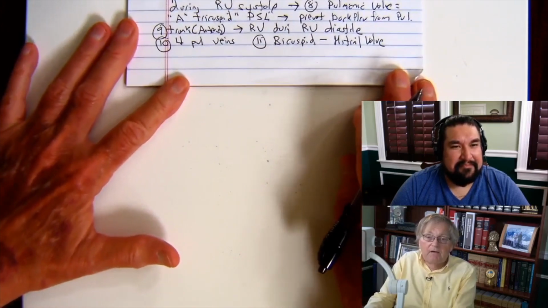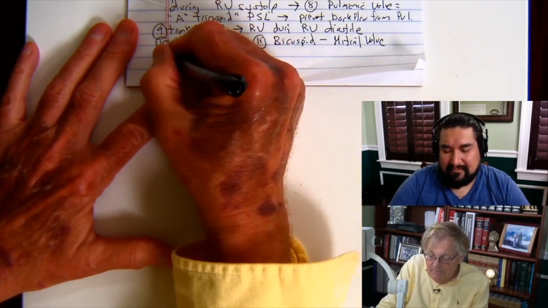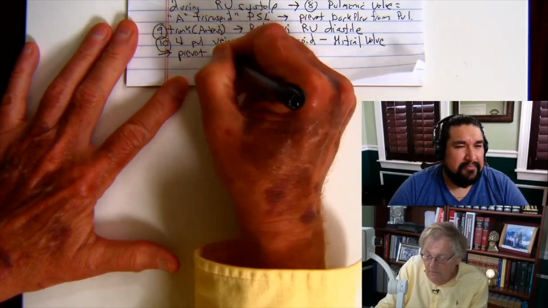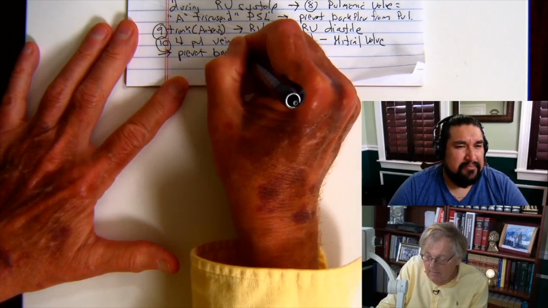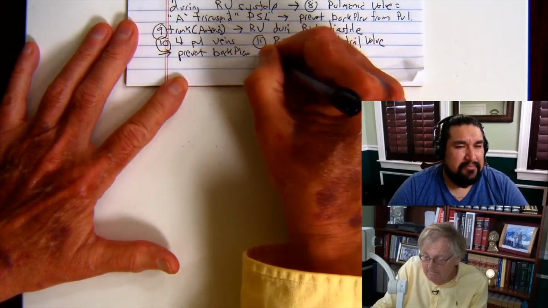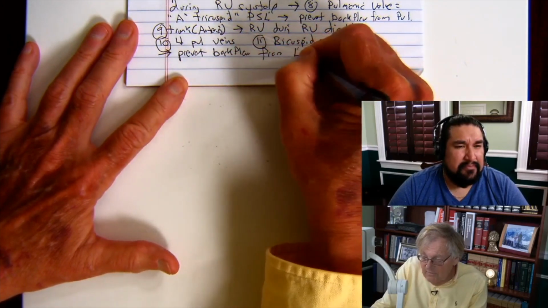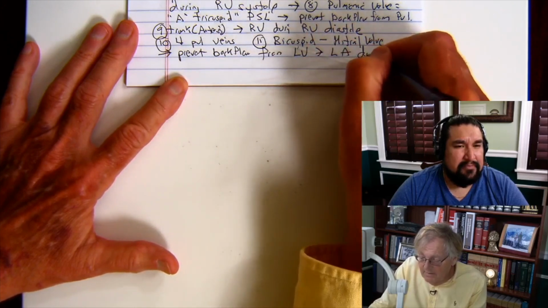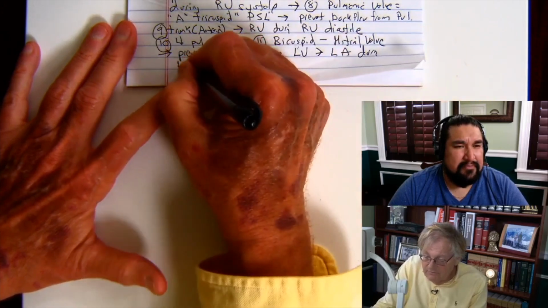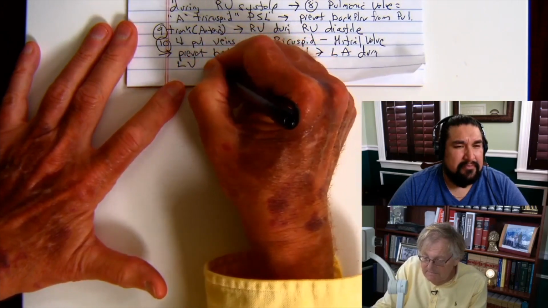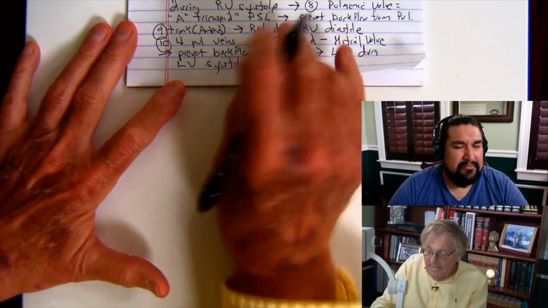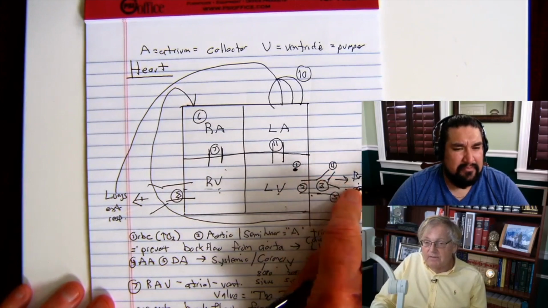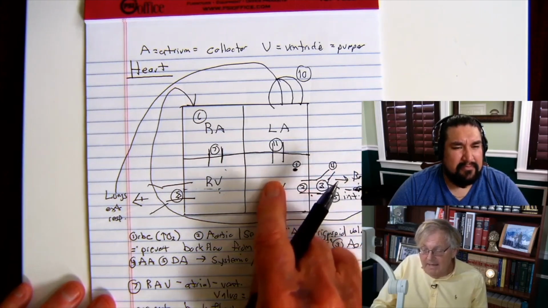The mitral valve is going to have a function to prevent backflow from the left ventricle to the left atrium during left ventricular systole. So again, when this valve here is pumping blood out, I don't want blood to pump back up.